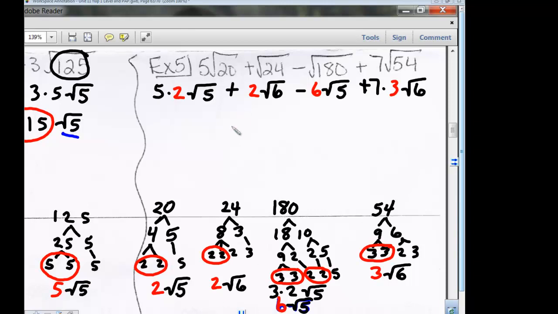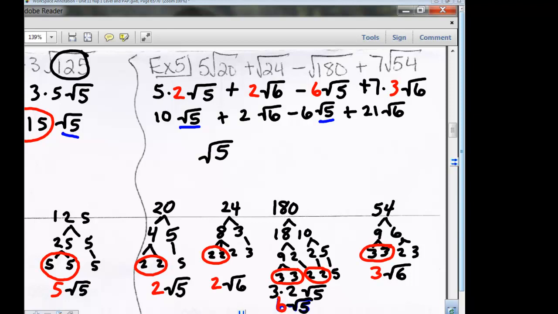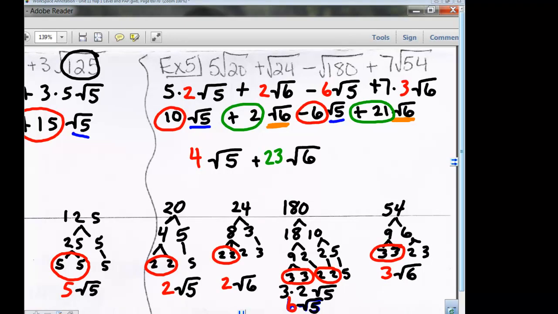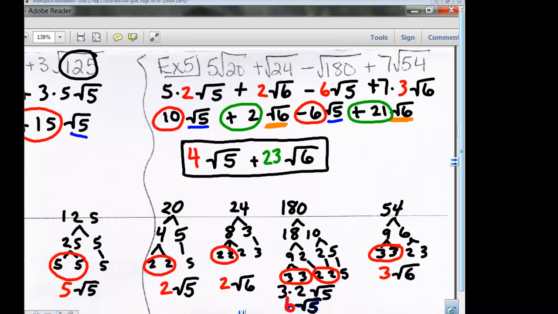Plug these back up into the top for the square roots and simplify, and I get 10 square root of 5 plus 2 times the square root of 6 minus 6 times the square root of 5 plus 21 times the square root of 6. Combine like terms. I see the square root of 5. 10 minus 6 is 4, so that's 4 times the square root of 5. And the square root of 6's are like terms. Combine the coefficients in front, and I get 23 square root of 6. And I'm done. This concludes flap 1 of our foldable.